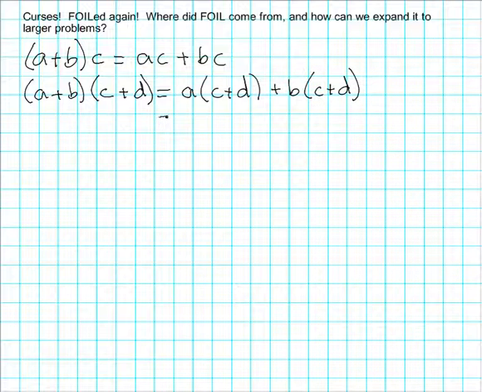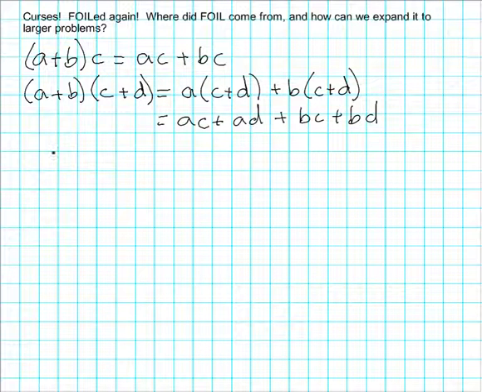Okay, now it's a really simple matter to distribute the A and the B into their respective quantities. So I get AC plus AD plus BC plus BD. And this is where the acronym FOIL comes from.